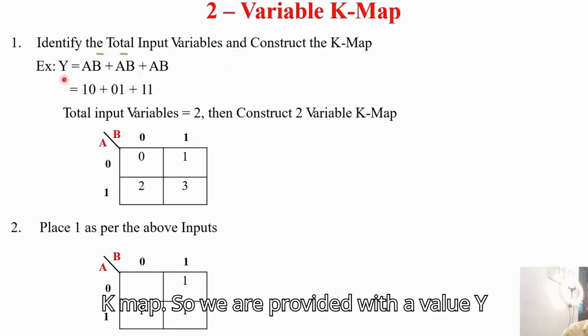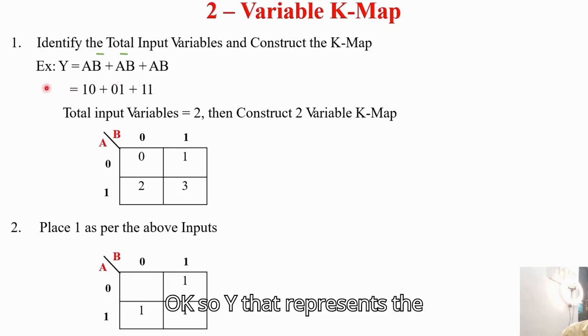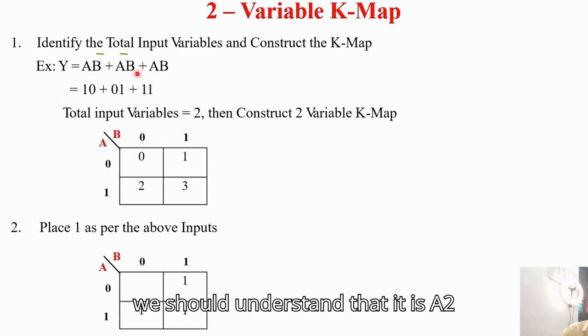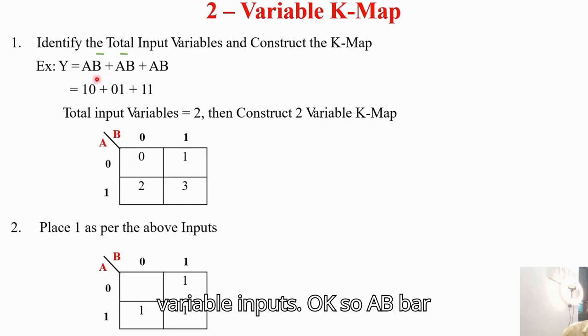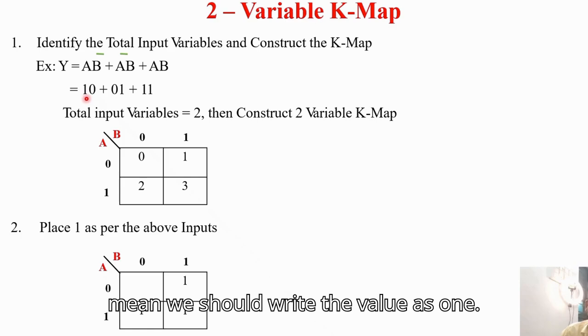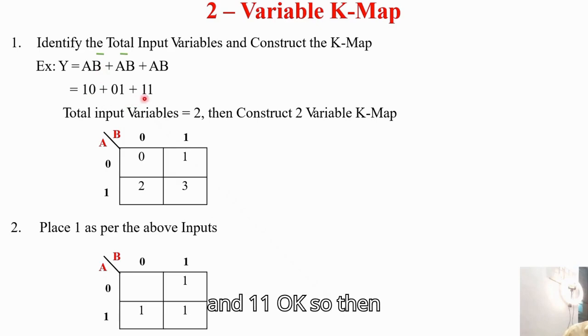Example for a 2-variable K-map. We are provided with y equal to A B bar plus A bar B plus AB. Here y represents the output, and A and B are the input variables, so it is a 2-variable input. A B bar is 1, 0. Whenever a variable is given, we write the value as 1. When its complement is given, we write 0. So 10, 01 and 11.